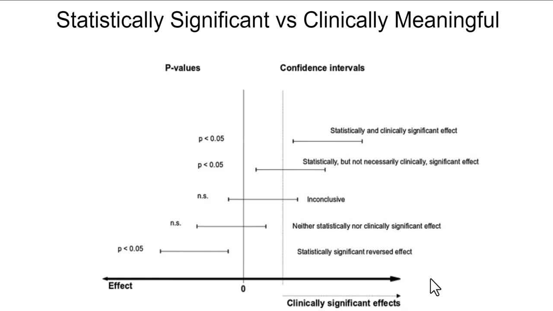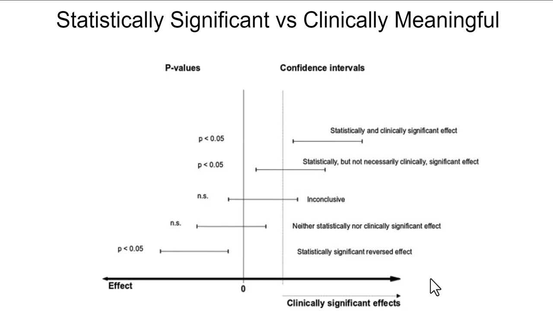Okay, moving down, again, we have not statistically significant, so p greater than 0.05, but the confidence interval margin is definitely crossing the line of no difference, or the 0 value. So this is neither statistically nor clinically significant. And the last point is p less than 0.05, this is a statistically significant reverse effect, which means that you have statistical significance, but you clearly have no clinical meaningfulness for your patient.